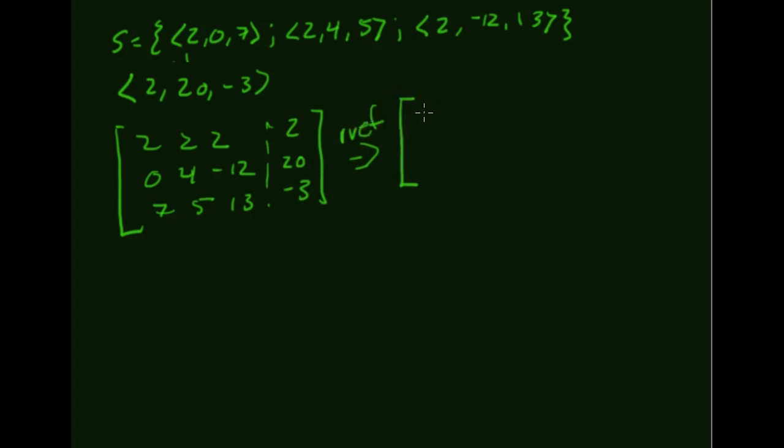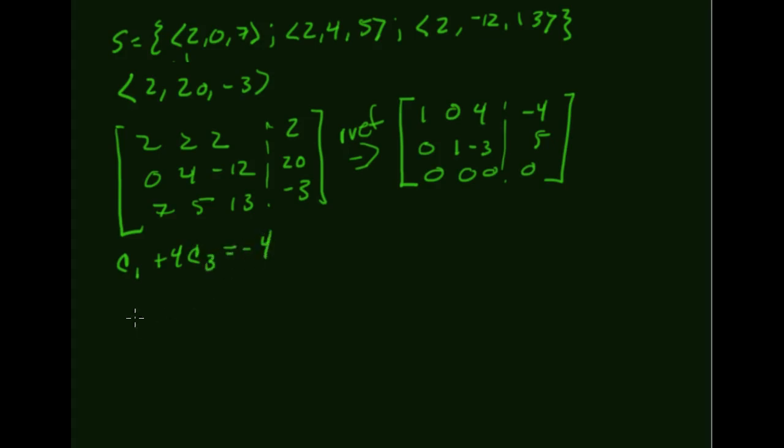We end up with 1, 0, 4, negative 4, 0, 1, negative 3, 5, 0, 0, 0, 0. Okay, so this is very similar to before. The first equation reads as C1 plus 4C3 is equal to negative 4. C2 minus 3C3 is equal to 5. So what do we do? We let C3 be t.